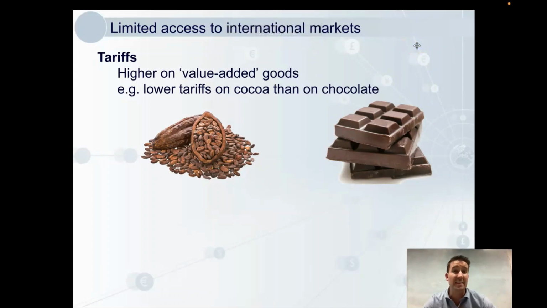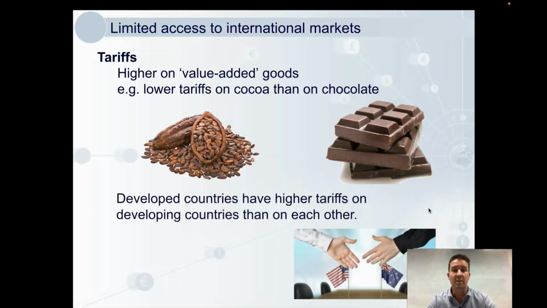Okay, limited access to international markets. Tariffs are a way. So there tends to be a higher tariff on value-added goods. So, for example, there's higher tariffs on chocolate than there are on cocoa. What this means is that it can be very hard for these developing countries to expand into that secondary market rather than the primary commodities, getting into that secondary manufactured goods market because there are such high tariffs on it.